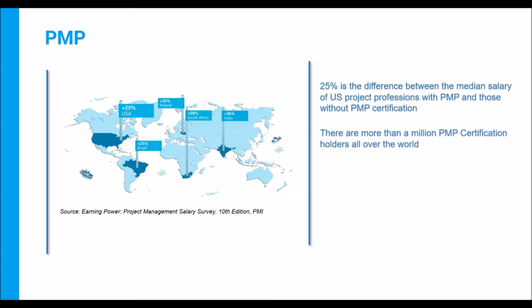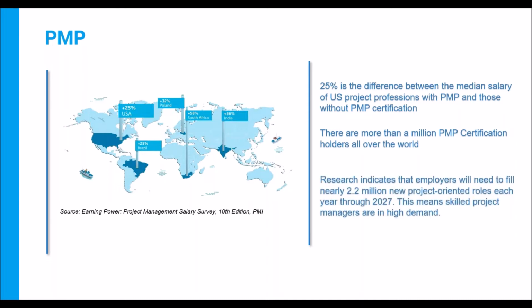As we speak today, there are roughly around 1 million PMP certification holders all over the world. The number seems large. You think that there are 1 million certified project managers on PMP. You may get the image that there are too many project managers out there, but the forecast is something different. Research indicates that employers will need to fill 2.2 million new project-oriented roles each year till 2027. This means that project managers are going to be in high demand, and that 1 million certification holders may look tiny to you now.